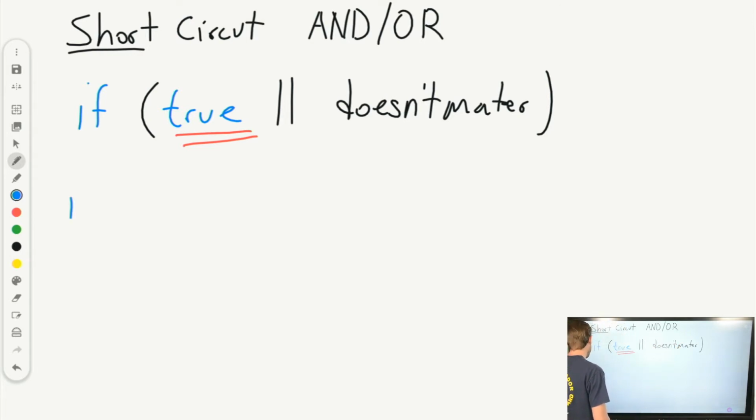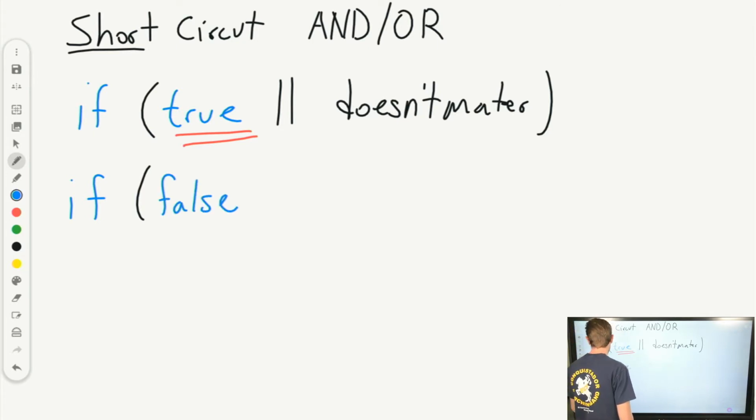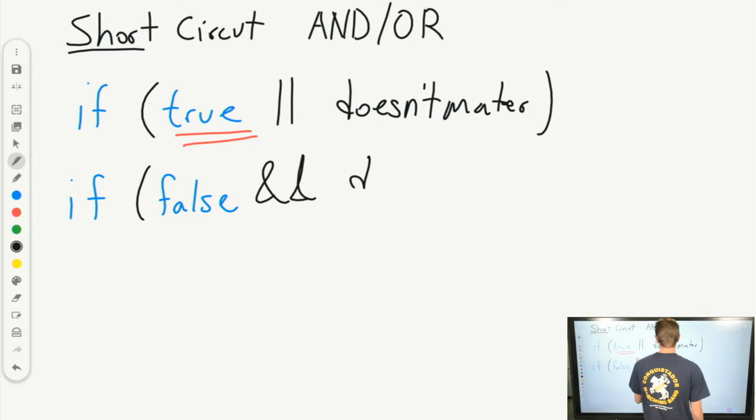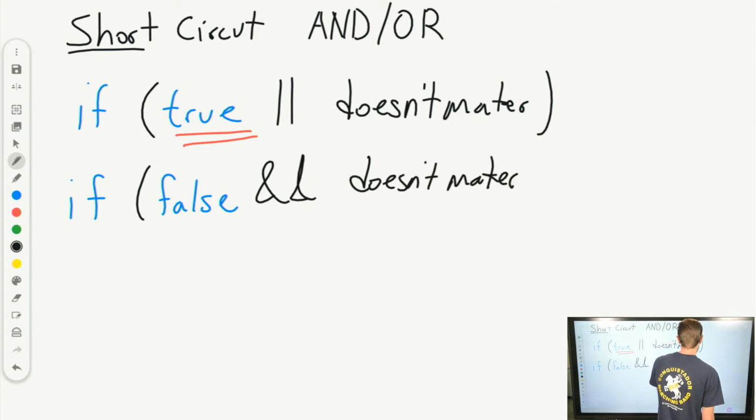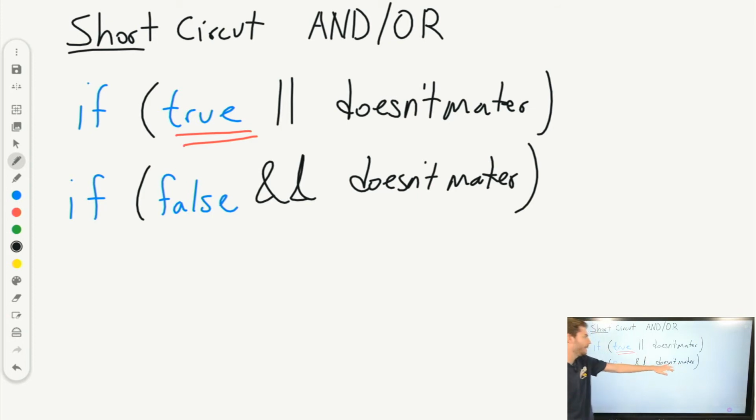Same thing about ands, but it's the other way around. So if we have something here that's false, and, well, we know that and has to have both sides true. So if this side's already false, it doesn't matter what happens over here. This side does not matter if this is already false.